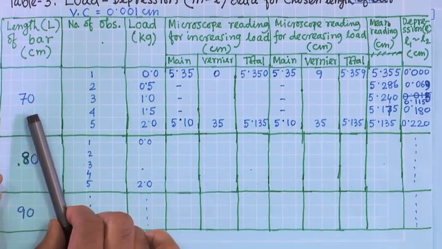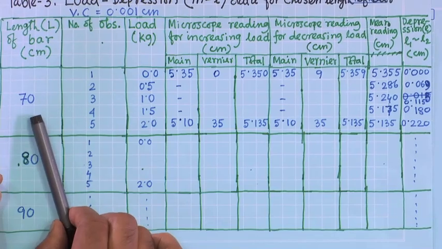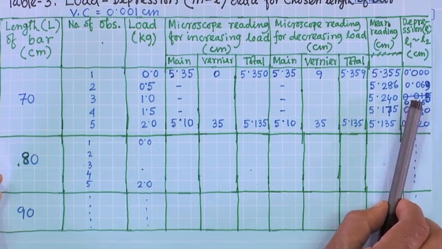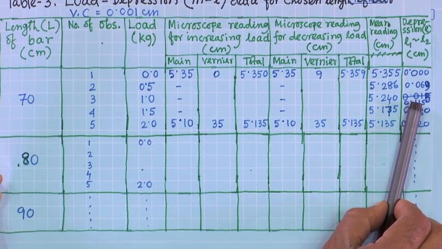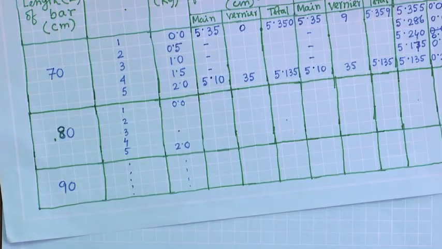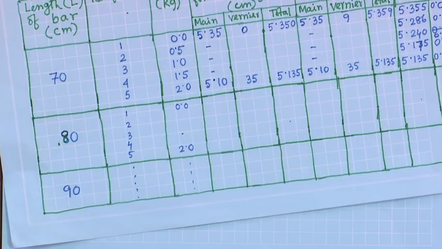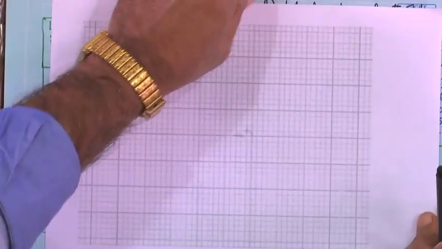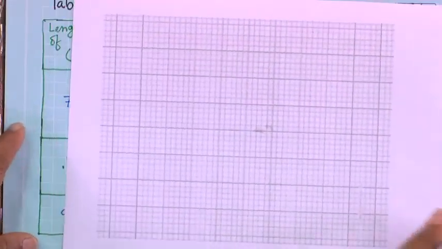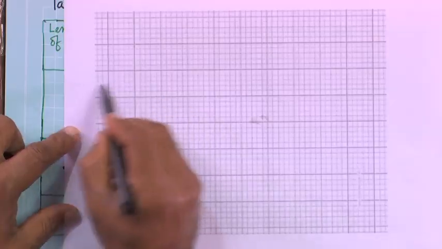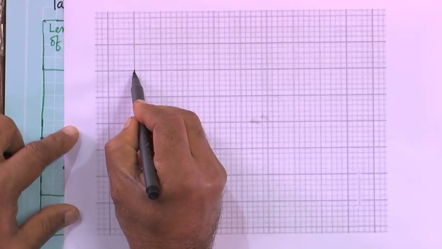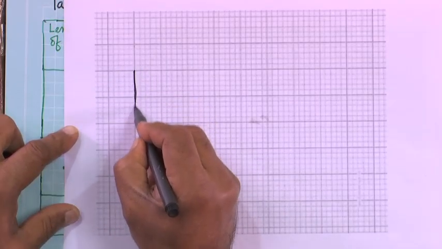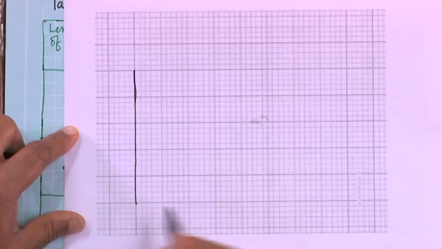For each set, we have to draw a graph. We have to draw the graph of L versus M. So, I have graph paper here. You have to draw the graph, and one scale you have to choose, I think. Okay.